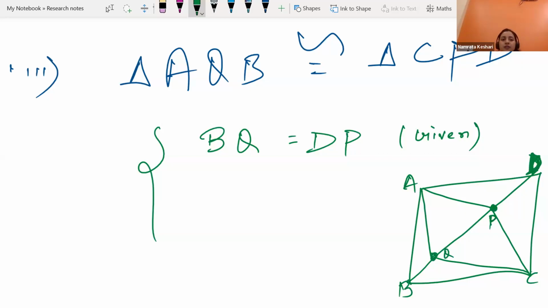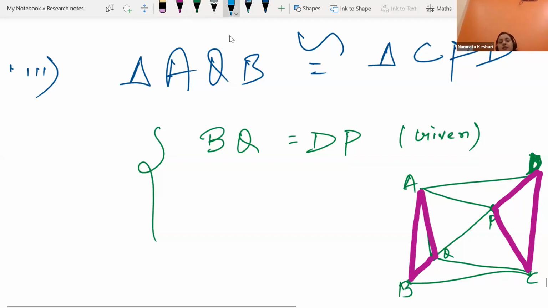We want to show that these two triangles, AQB and CPD, are congruent triangles. From the five criteria we have in hand: side, angle, SAS, ASA, RHS, we write whatever is the same. Then we will think about the criteria. So BQ and DP are equal, given already. We know that it is a parallelogram, so side AB and side CD will be equal with each other.